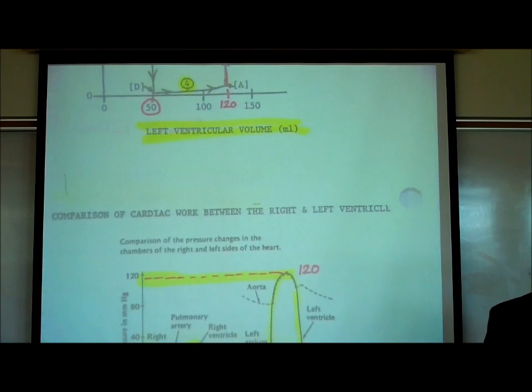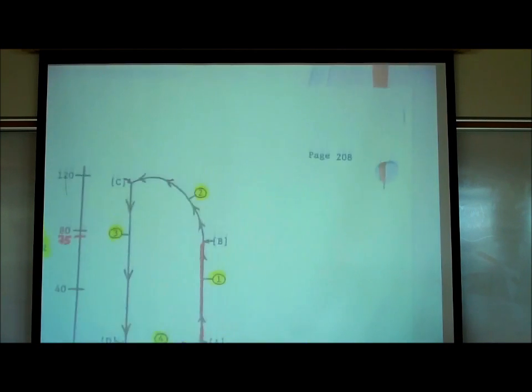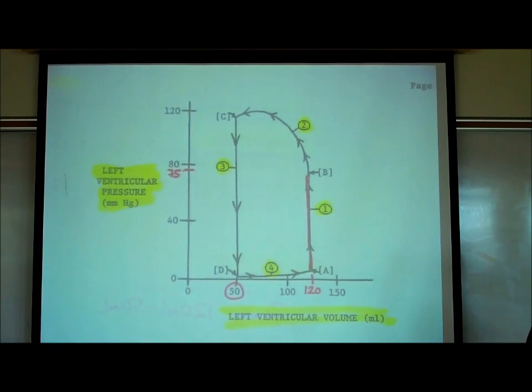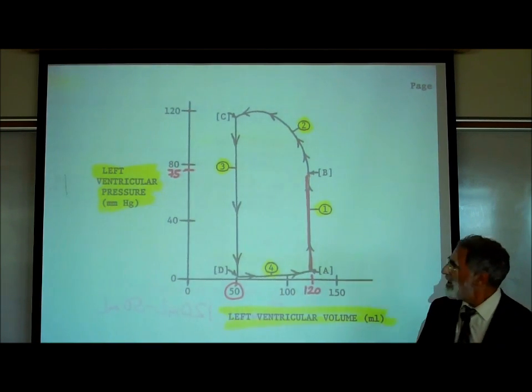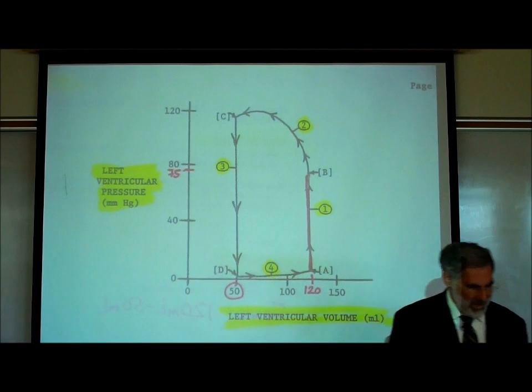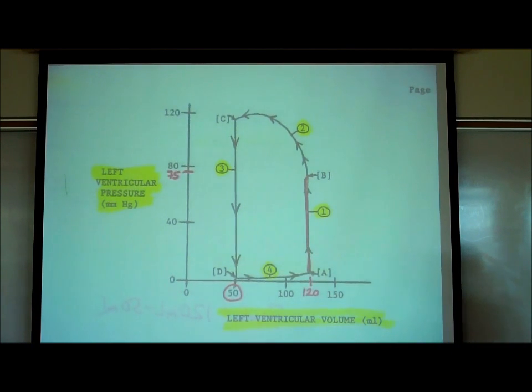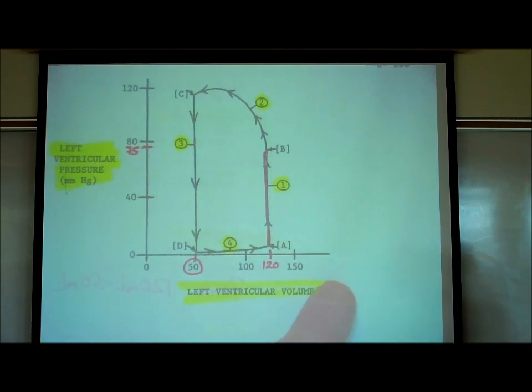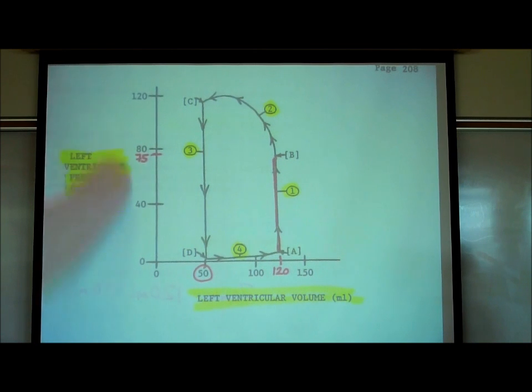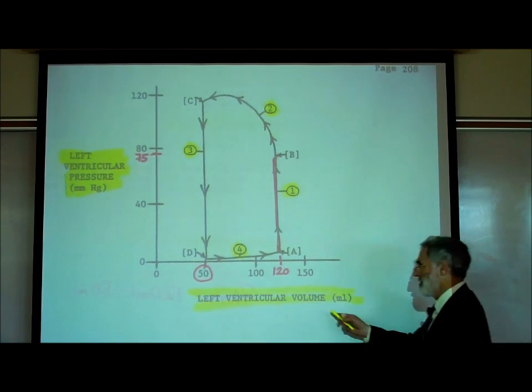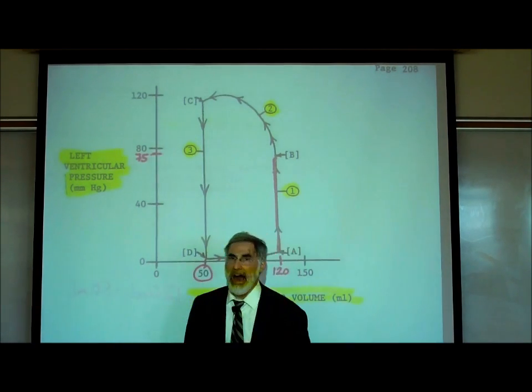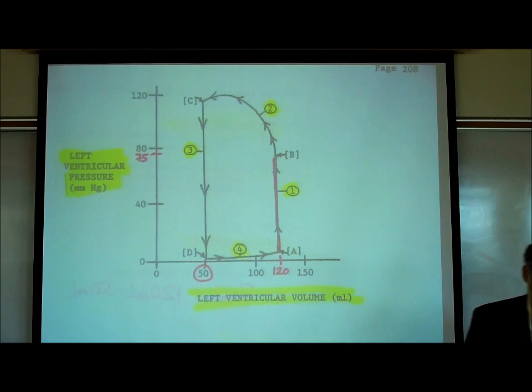Now, let's look at page 208. And 208 is a really cute diagram. Because on page 208, this is showing, on the x-axis, the volume in the left ventricle in milliliters. On the y-axis, the pressure, not the volume, right? X-axis is the volume, in case I didn't say that right, the volume in the left ventricle. On the y-axis, the pressure in the left ventricle.